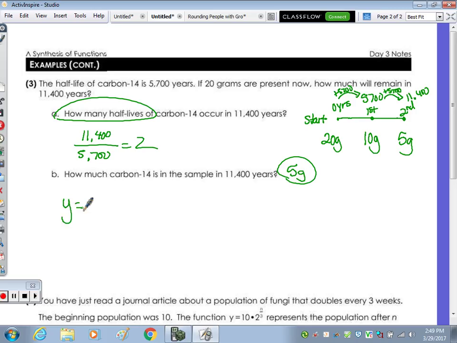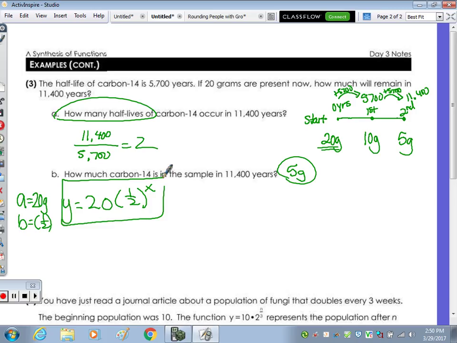Or actually, I won't. Can anyone give me the function that would model the situation? Gabe? Nope. That's not the starting amount of our substance. That's the year we're going to have our first half-life. So remember, A value is our starting amount, which was the 20 grams. So we start with 20 grams, and then our B value, we're going to take half each time. So it's times 1/2 to the x. Okay?